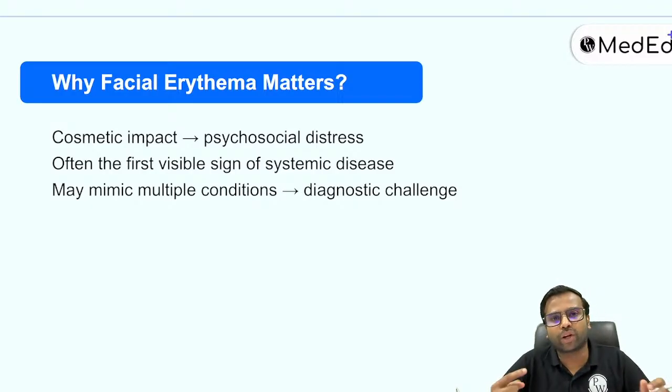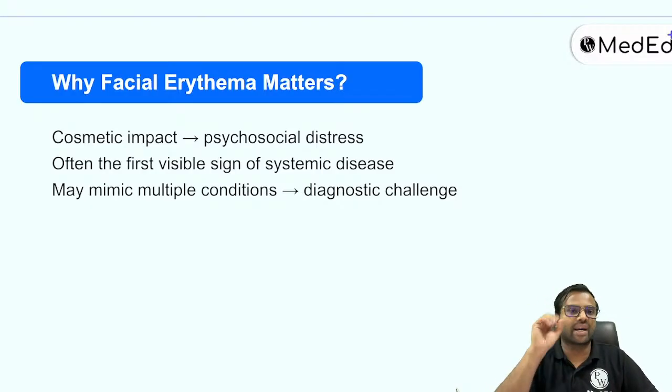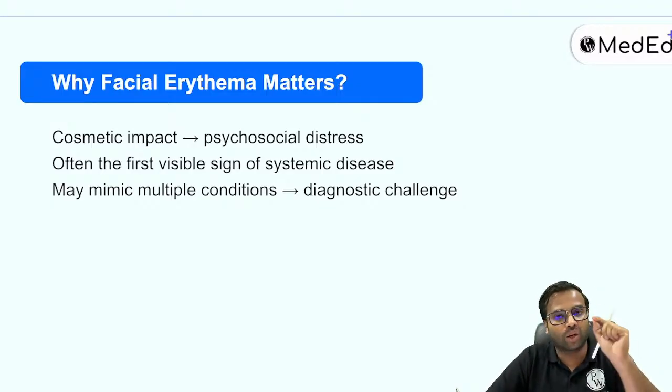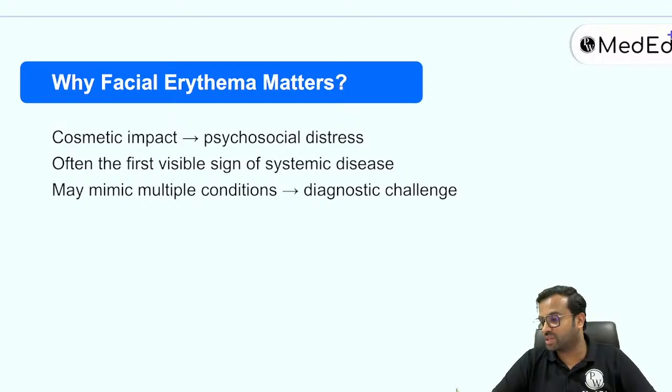And another thing for a good physician is that this red or the facial erythema could be the first visible sign of some internal disease that the patient may have, of some systemic disease. That is another one. And also this thing can actually mimic a lot of conditions as well. So it can be a diagnostic challenge for you once you are going to treat the patient. So it actually requires you to ask a lot of correct questions to reach a good history of the patient and also then finally reach out to the right diagnosis.